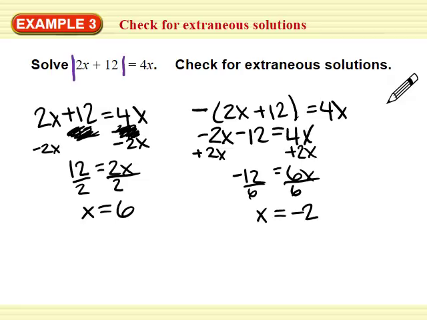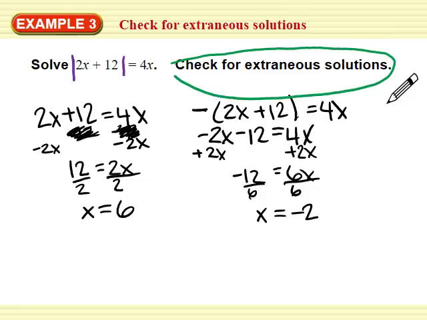Okay, let's take a look for extraneous solutions. What that means, I definitely want to write that in your notes. What that means is sometimes we might end up with an algebraic solution that doesn't work in the equation. Now you'll notice this equation was a little different. It was equal to 4x. Because that's a little bit different, we need to be careful.